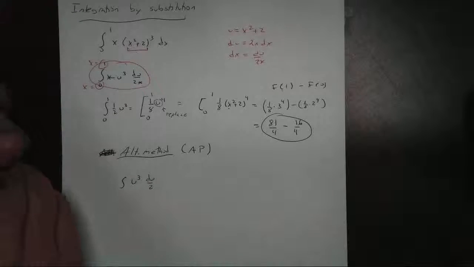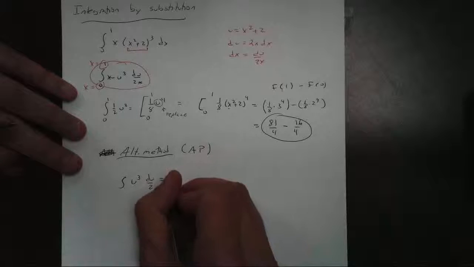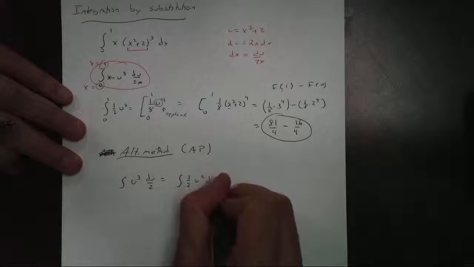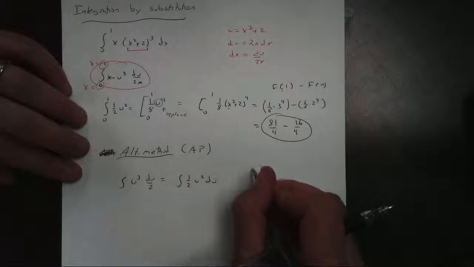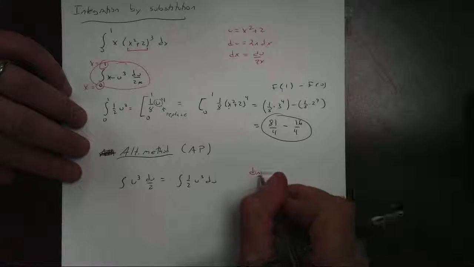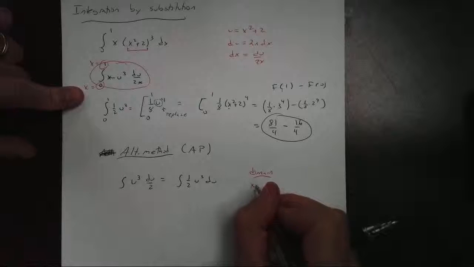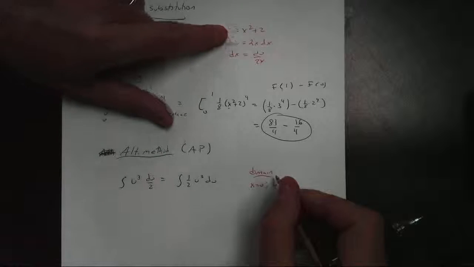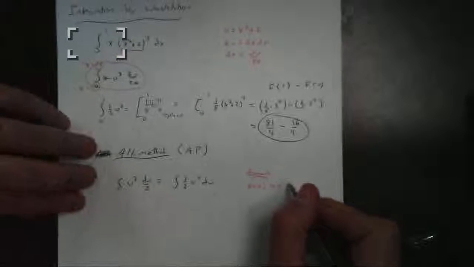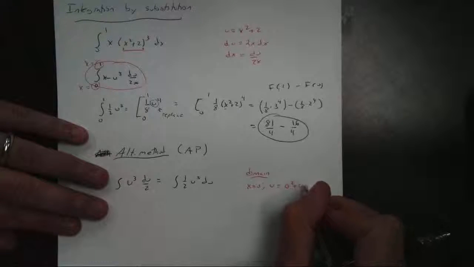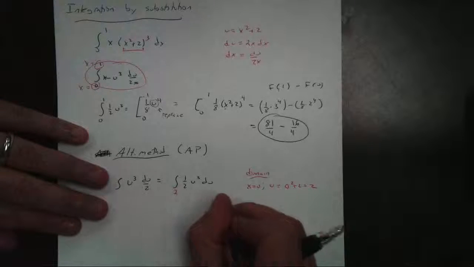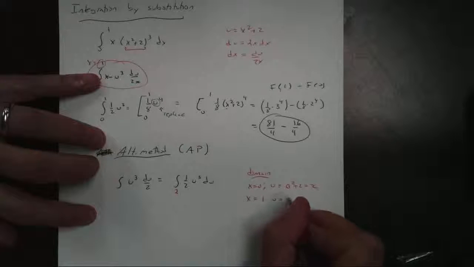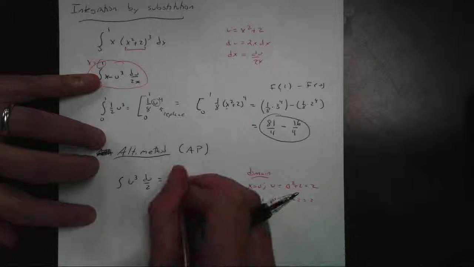Right over here, if I rewrite this, I get 1/2 u cubed du, and what I'm going to do is change my domain. To change the domain, I look at my first x. When x is 0, I have to replace that in terms of u. And I go up here. It's just 0 squared plus 2, which is 2. So I put a 2 down here. When x was 1, we get u equals 1 squared plus 2, which is 3.